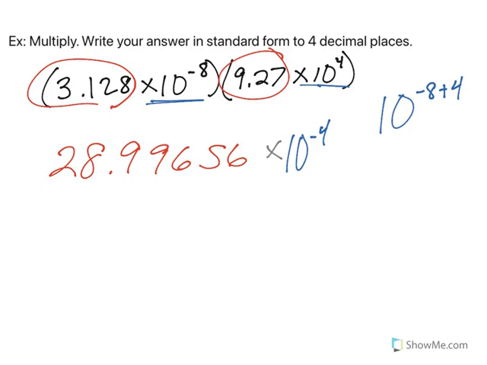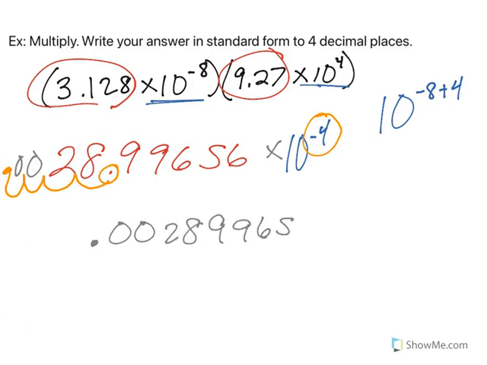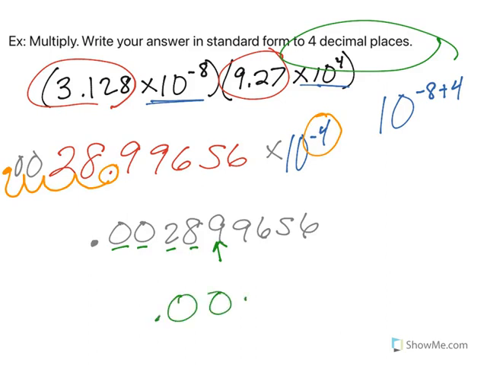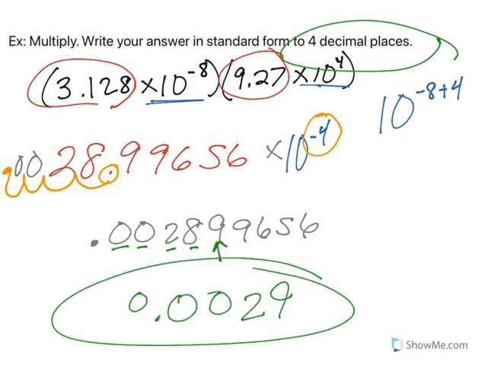And I want to change this to standard form. My exponent of negative 4 says make the number smaller. So I'm going to take the decimal and move it left 4 places. These spaces are empty, so they have zeros. So my new number is 0.002899656. Directions say round to 4 decimal places. 1, 2, 3, 4. This 9 tells me to round up. So 0.0029, final answer. So hopefully that helps kind of explain a little bit more of multiplying and dividing in scientific notation.